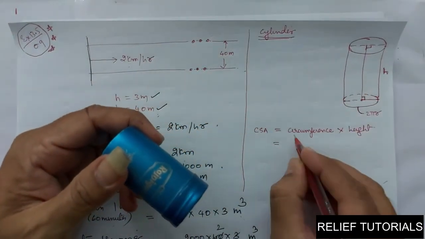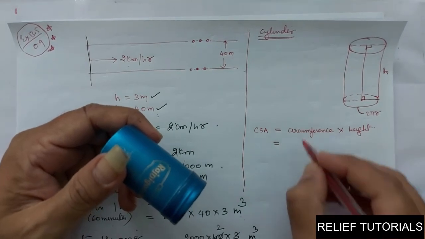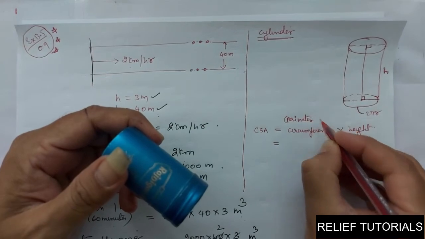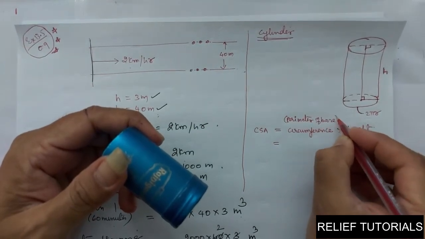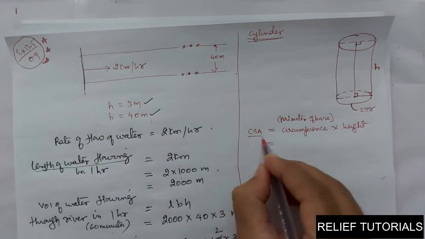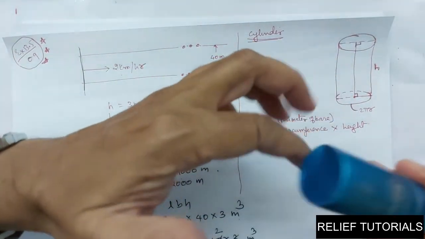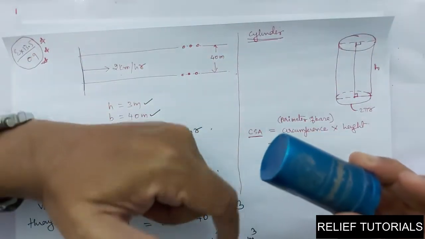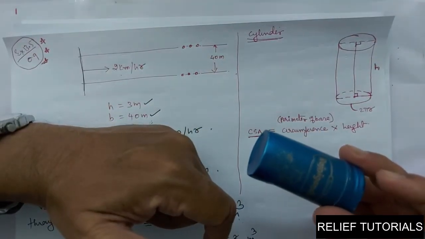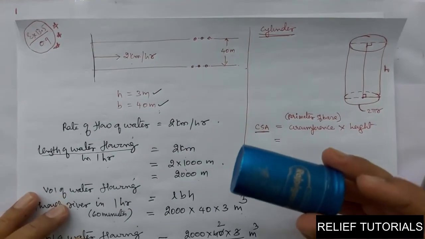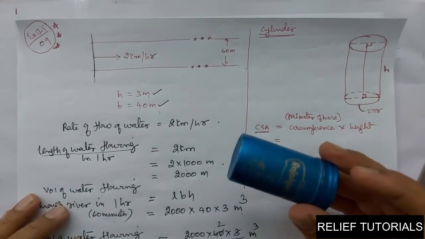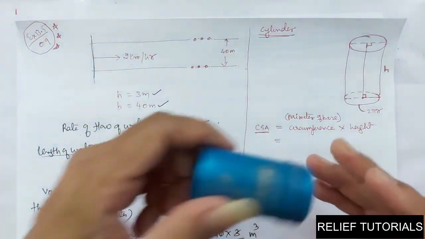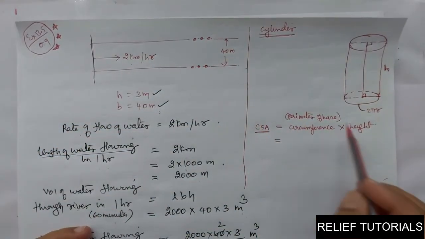So CSA is nothing but perimeter of base into height. Same formula. Always CSA and LSA are the same. Why CSA here? Because this is a curved surface. As a result, it is called CSA, not lateral surface area. Why CSA? Because it is curved. So CSA is equal to perimeter of base into height.